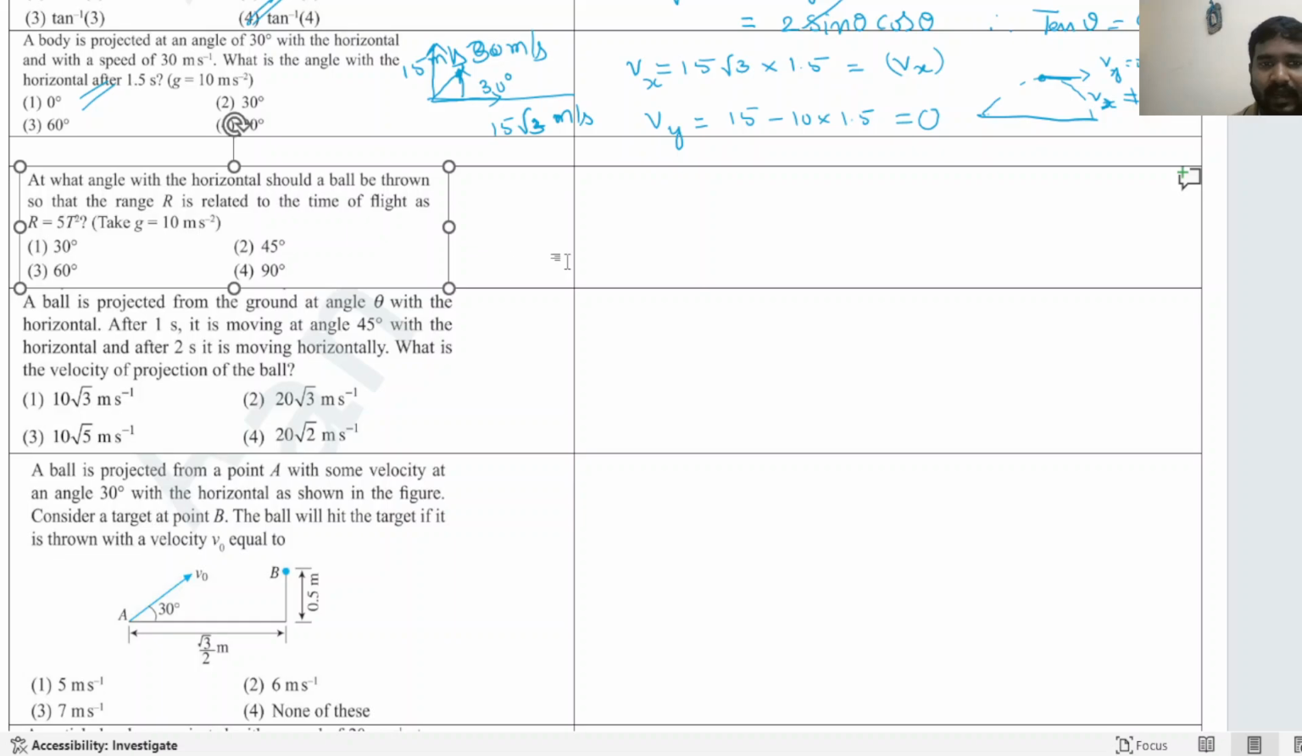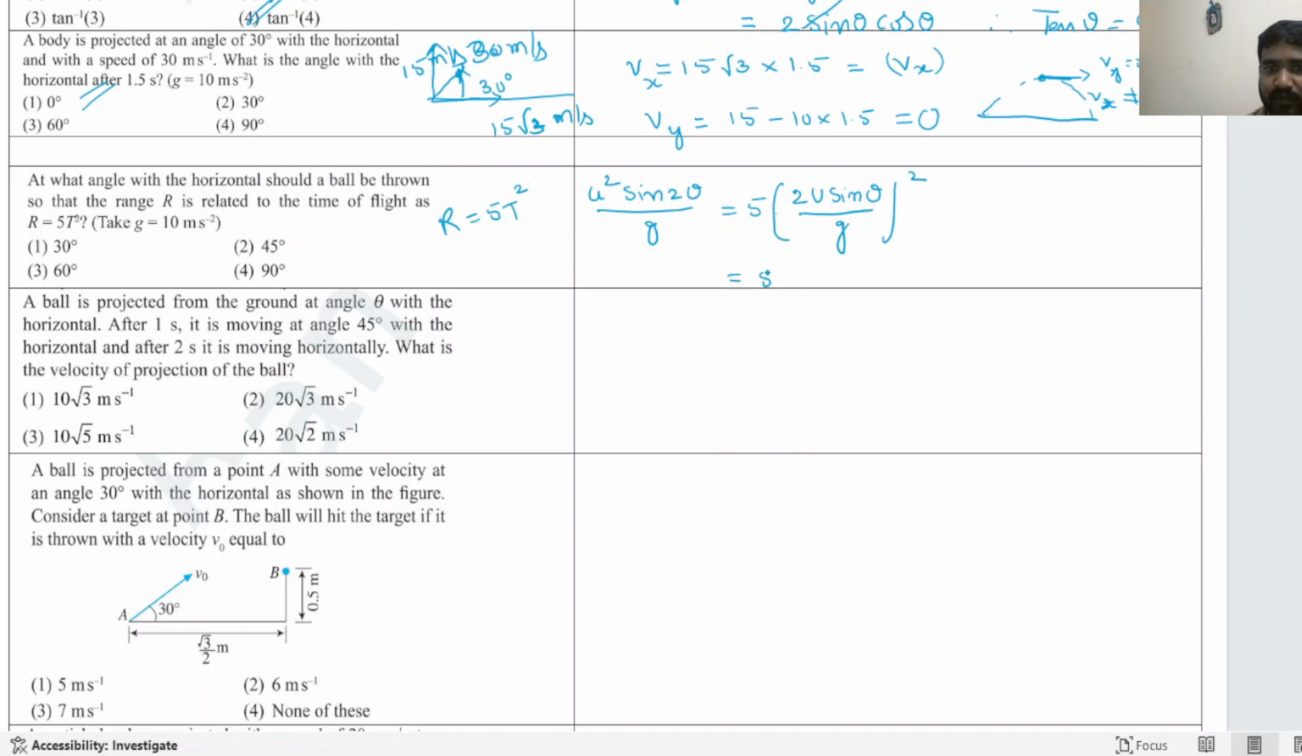At what angle with the horizontal should a ball be thrown so that the range is related to the time of flight as R equals 5 times t square? So we need to find the angle of projection. The range formula is u square sin 2 theta divided by g, equal to 5 times t square. The t formula is 2u sin theta divided by g, whole square.